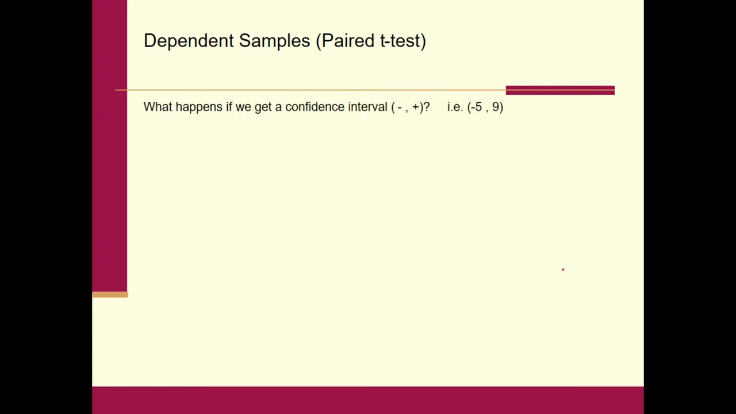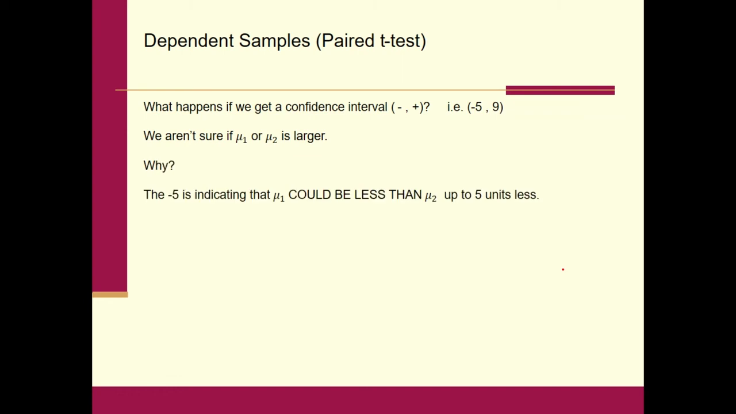We can have a third thing happen to us. What happens if the confidence interval is negative for the first number and positive for the second number? So for instance, it turns out to be -5 to 9. What does this mean? Right off the bat, it's telling us that we aren't sure if mu1 or mu2 is larger. You just don't know. Why? What is the -5 indicating to us? It indicates that mu1 could be less than mu2 up to 5 units.